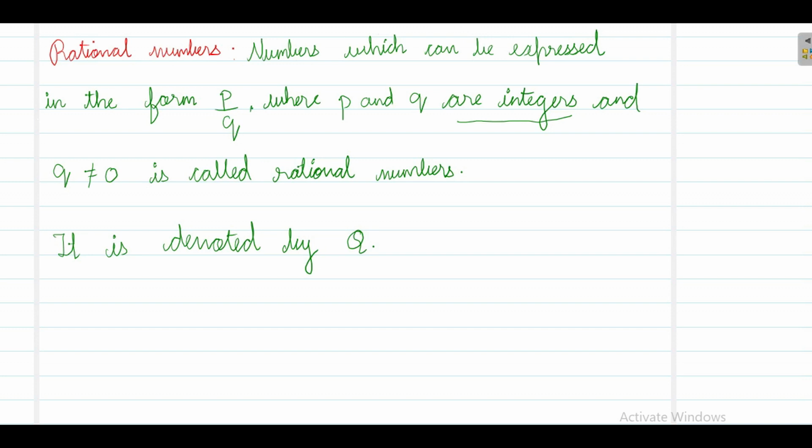Can someone guess the reason why q is not equal to 0? q is not equal to 0 because, suppose we take p to be equal to 4 and q equal to 0, then any number cannot be divided by 0. That is not possible, right? That is why your q should not be equal to 0. Understood? And we denote rational numbers using the letter capital Q.